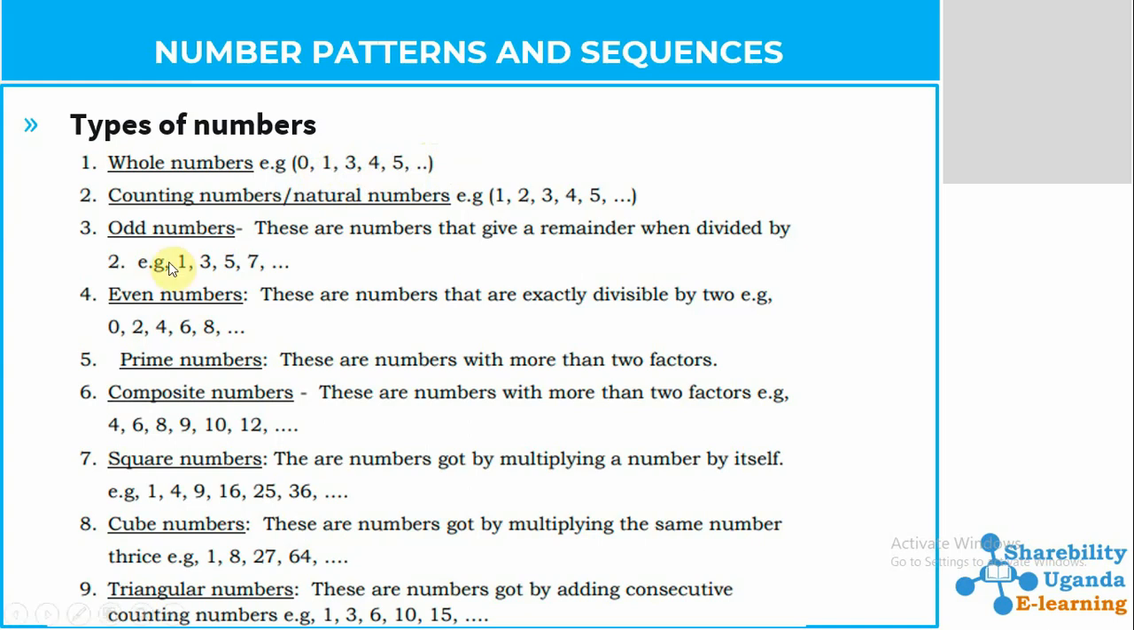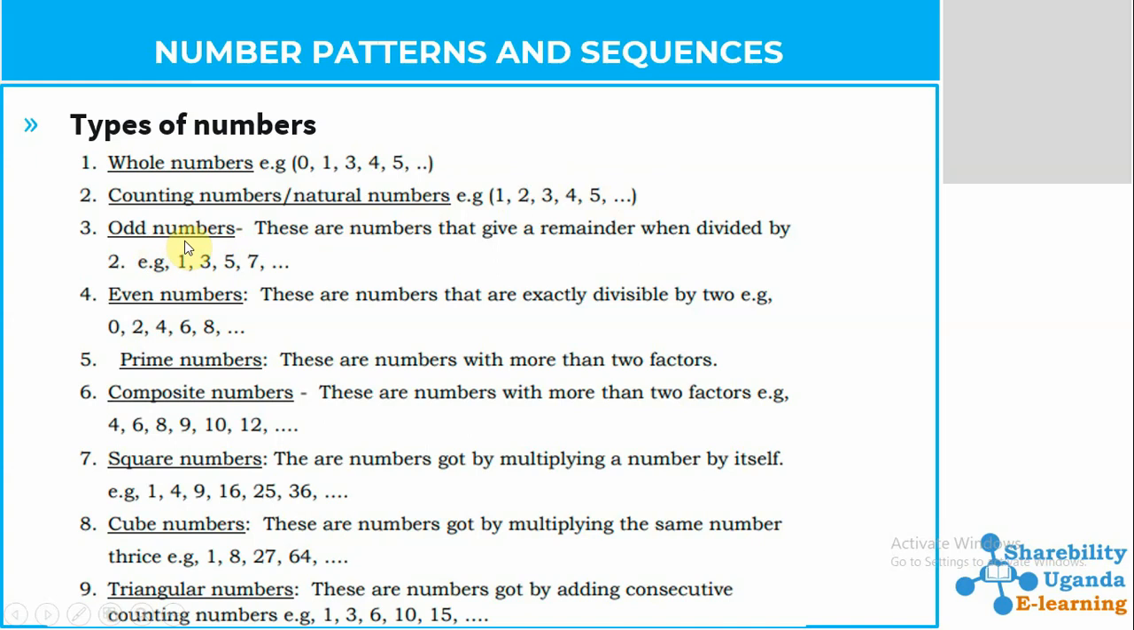Then we also have what we call counting numbers. Their examples are here. Counting numbers start from 1, then 2, up to what? Up to infinity. Then we also have what we call odd numbers.